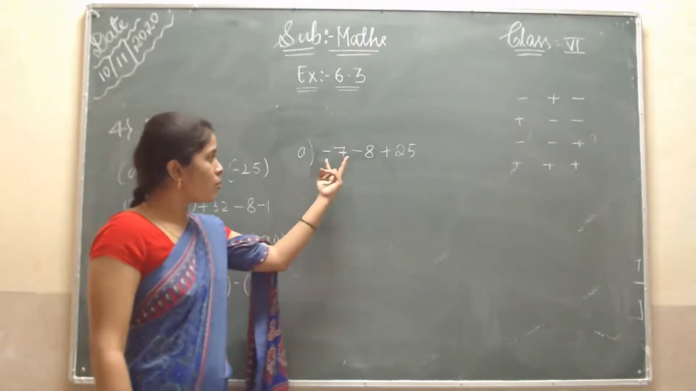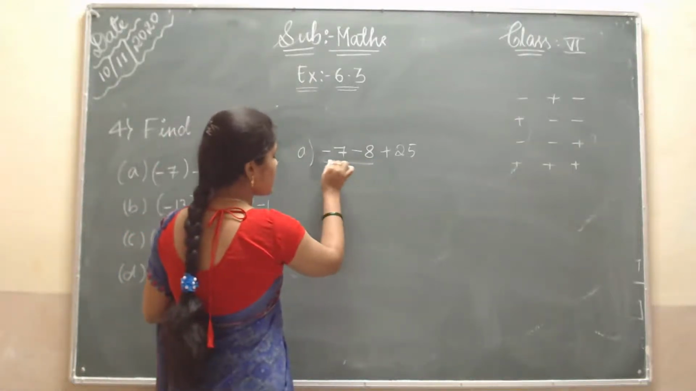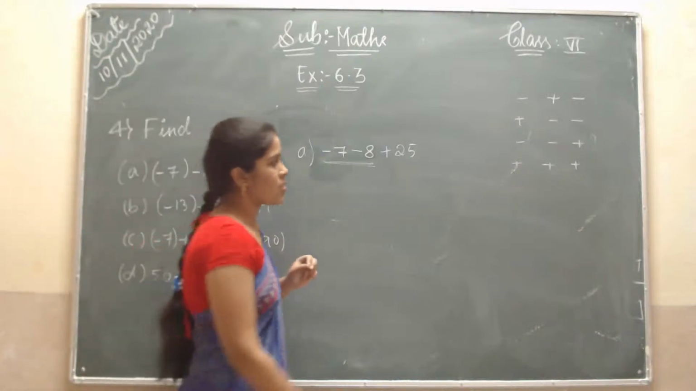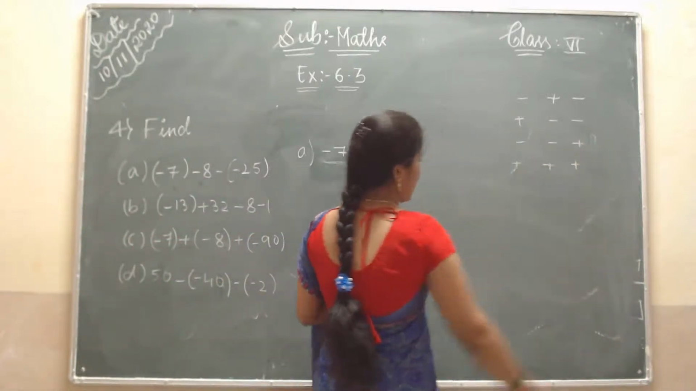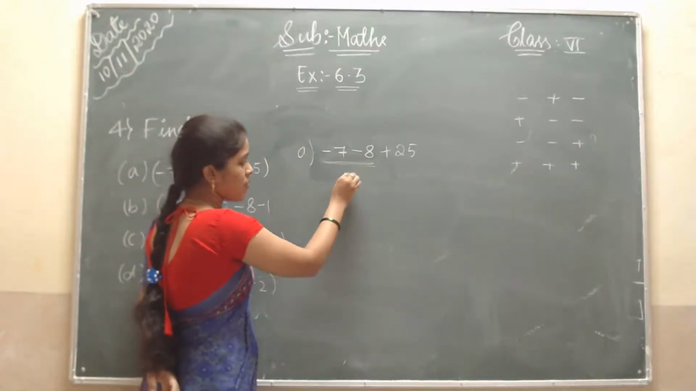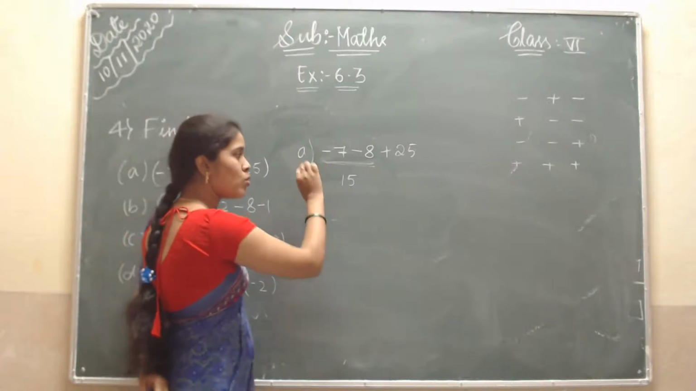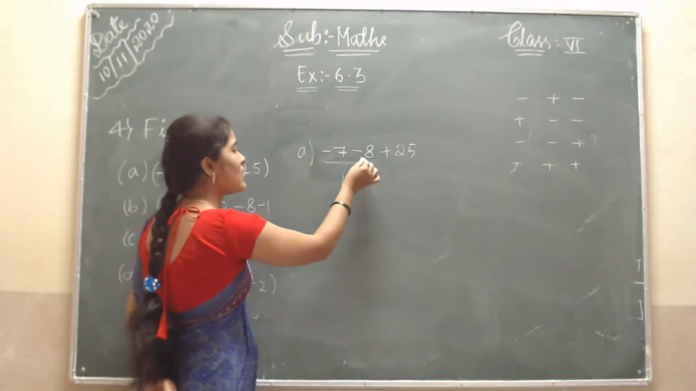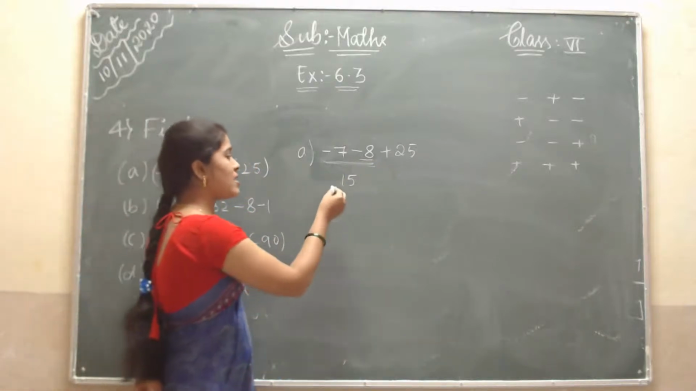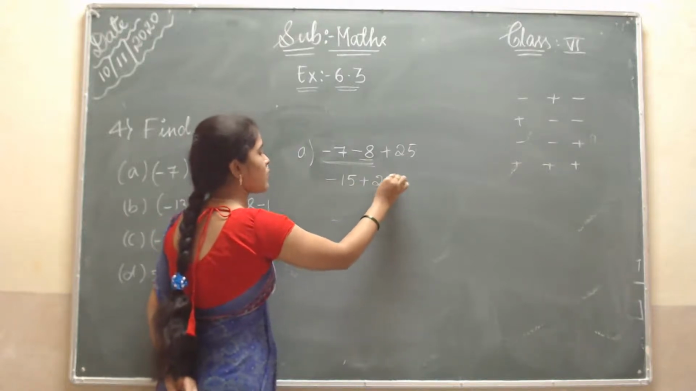Now there are two negatives and one positive. First we solve one by one. First we will solve these two, then we will add that. Minus minus, so we have to add. 7 plus 8 is 15. In these two there are two same signs, but we will see the greater digit, that is 8. In front of 8 there is a minus sign, so minus 15. Next we take this also, plus 25.